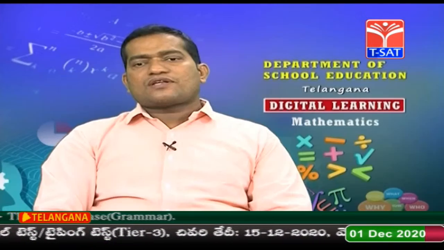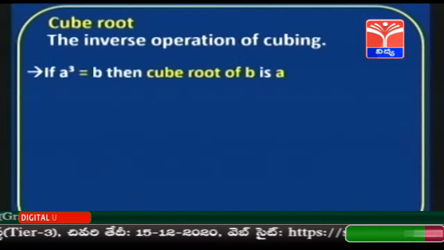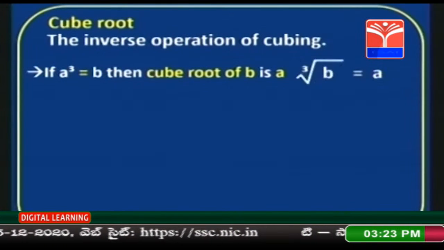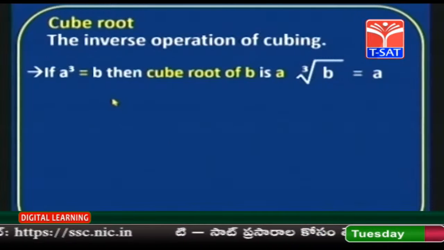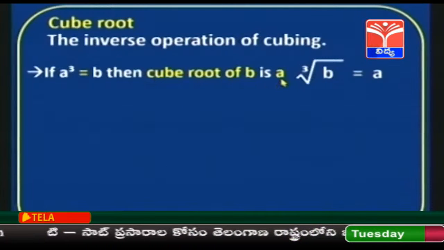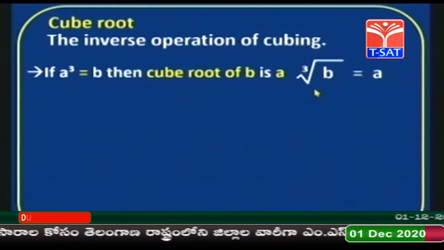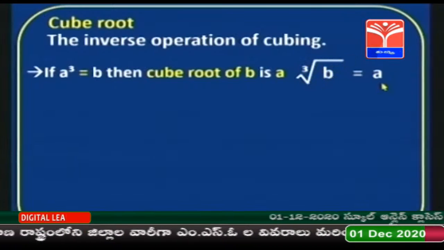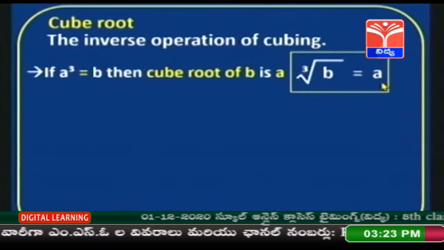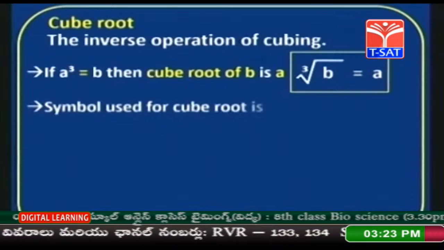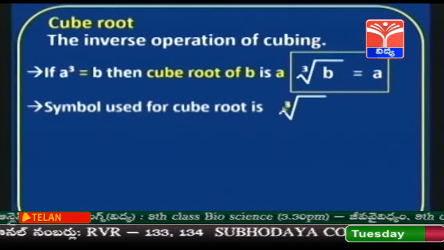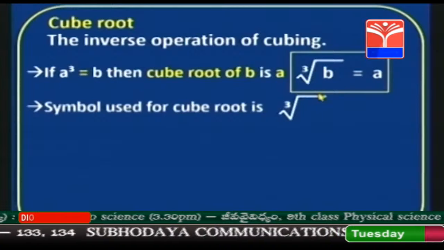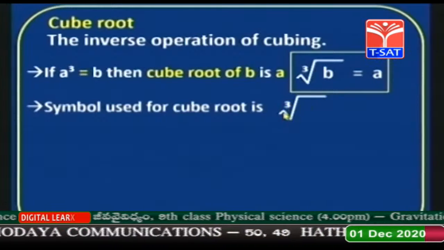Now let us understand what is a cube root. The inverse operation of cubing is called cube root. If a cube equal to b, then cube root of b is a. Children, observe here, this is the symbol for cube root. Cube root of b is equal to a. So what is the symbol of cube root? Yes, it is the symbol. We have to take just like square root, but you have to put a 3 here. So it becomes cube root.